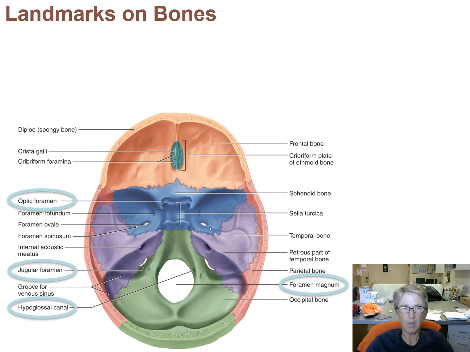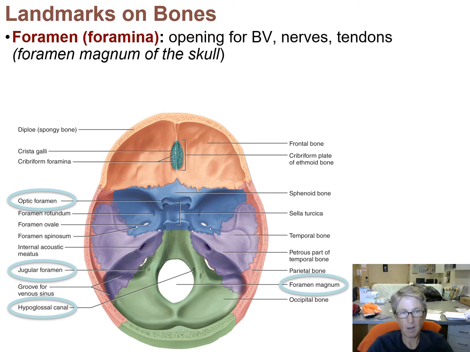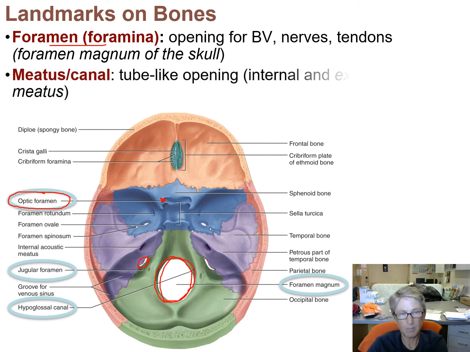All right, so in this cartoon, it looks like they've got the skull bone, and they basically just took off the top of your skull and looked inside for landmarks on bone. So a foramen or foramina is just an opening for blood vessels, nerves. You can have tendons there too. So here's an optic foramen, for example. This is where the optic nerve can travel. There's a jugular foramen, this little opening here, for the jugular vein. And then this big one, the foramen magnum. So magnum, of course, means big. Foramen magnum, that's where your spinal cord exits.